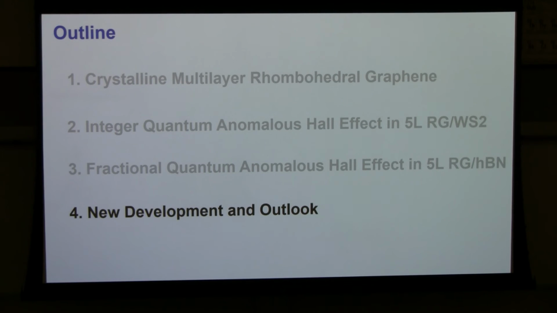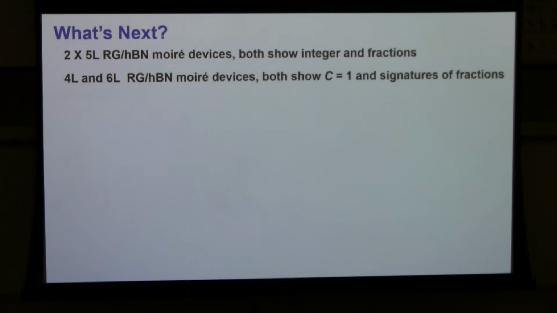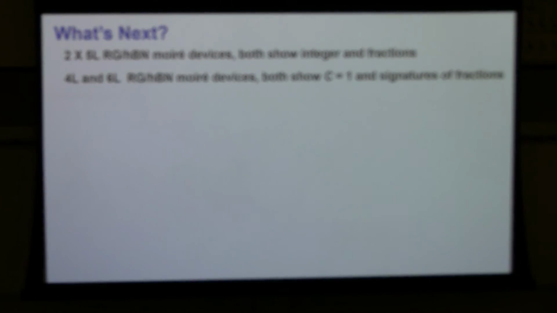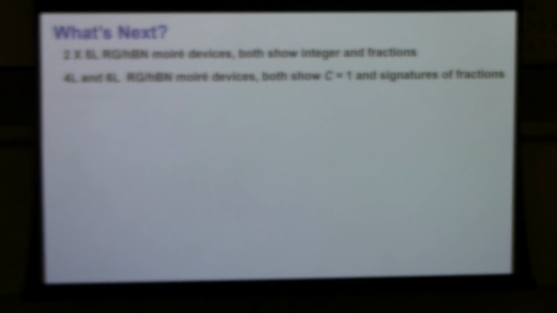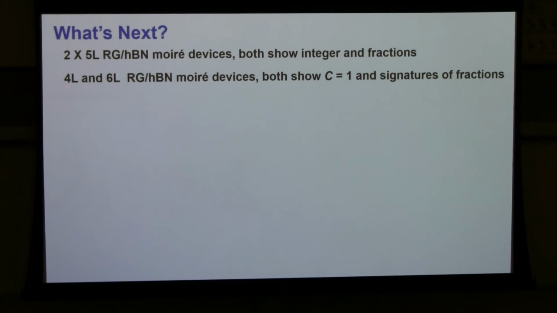And now, I probably should speed up a little bit. Now let me tell you the new developments after those experiments. The first thing is, we have at least 2 samples of 5-layer graphene that show integer and fractions, so it's repeatable. Second, we think it's not only specific to 5-layer graphene, although we started with 5-layer graphene, but this whole idea can also work with 4-layer and 6 layers.